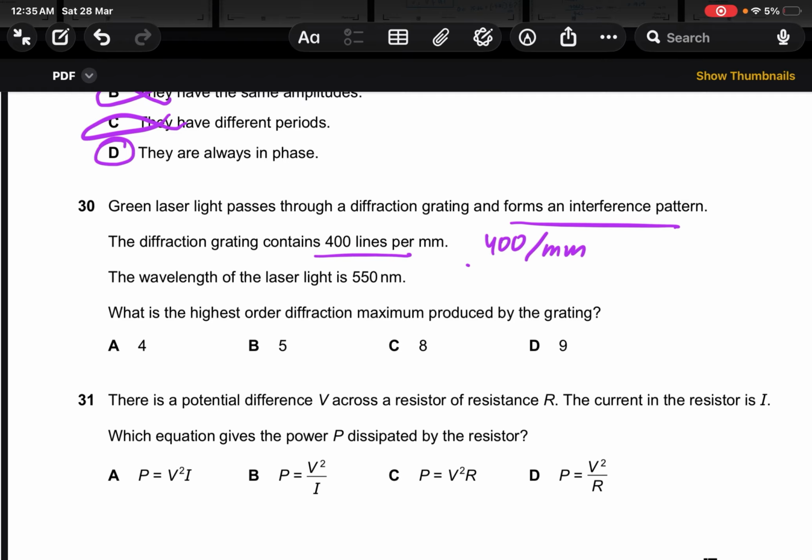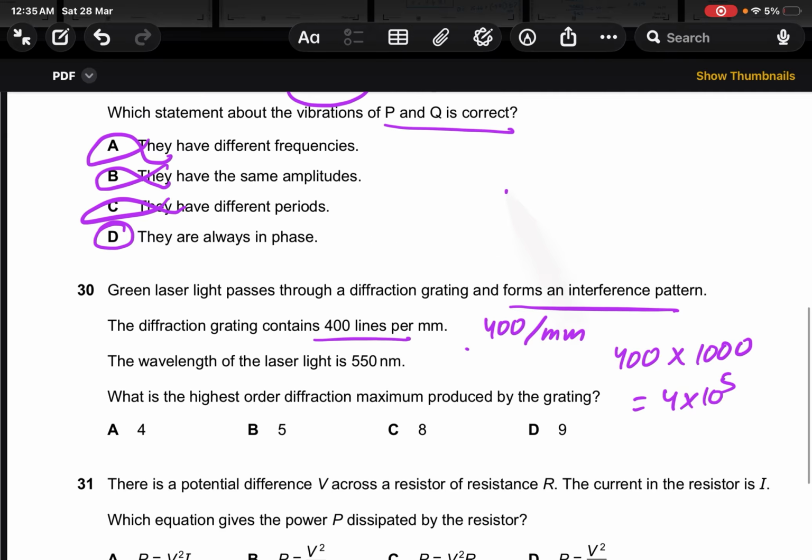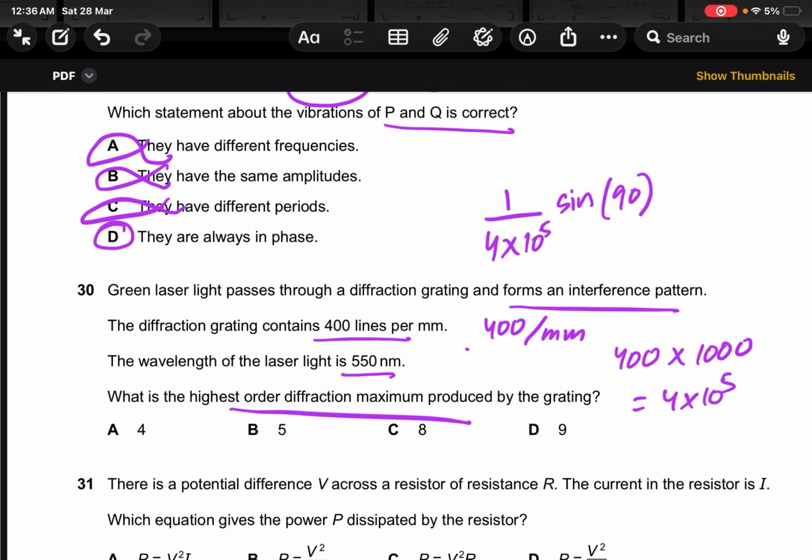Okay, so first you need to realize, if there are 400 lines per mm, per meter how many lines are there going to be? You multiply this by 1000. So there are going to be 4 into 10 raised to power 5 lines per meter. And that's the value of 1 upon d, which is 4 into 10 raised to power 5. Since they're saying the wavelength of the laser light is this, what is the highest order? Highest order means that you take sine theta as 90 and then you get the answer, and then you round down your answer. You don't round up the answer, you round down the answer.